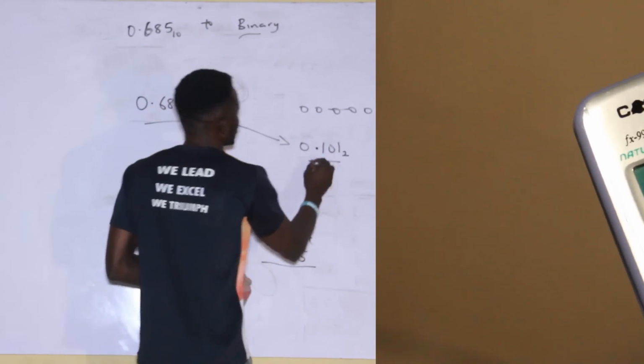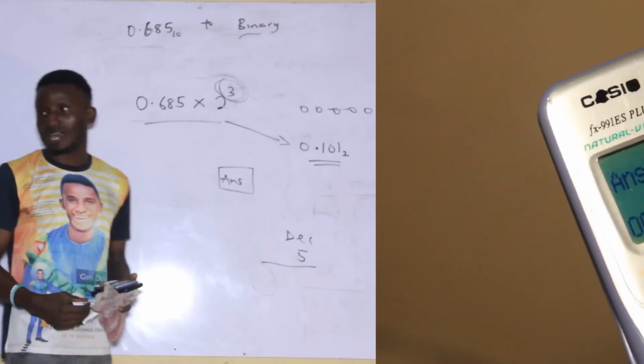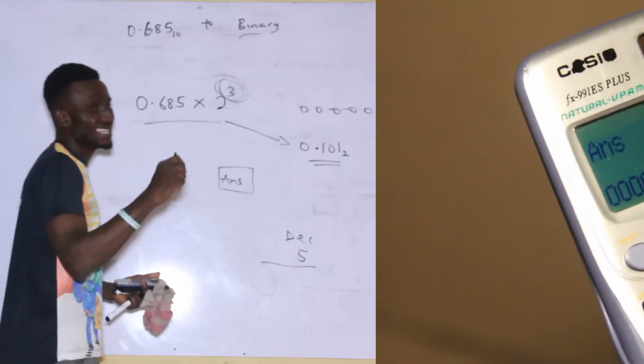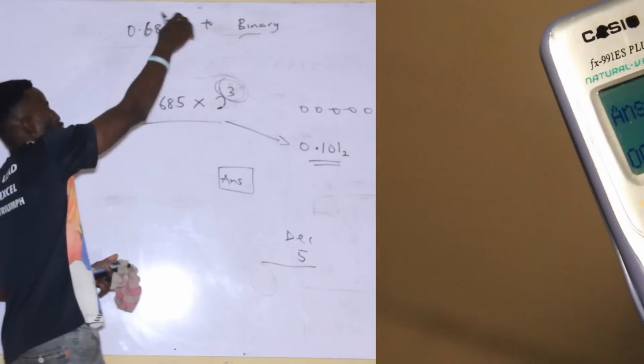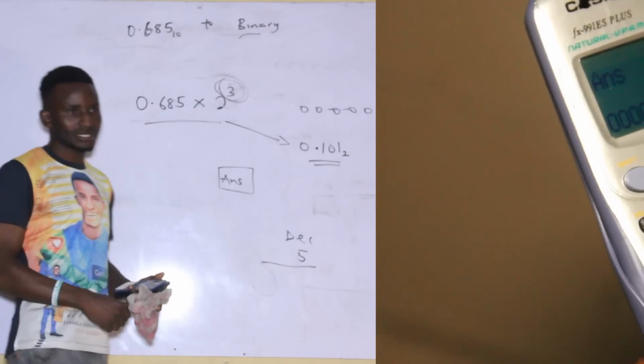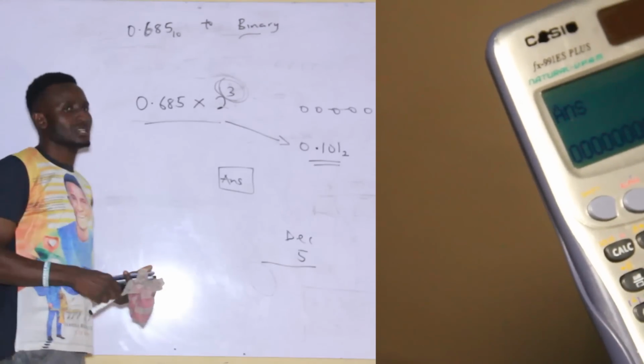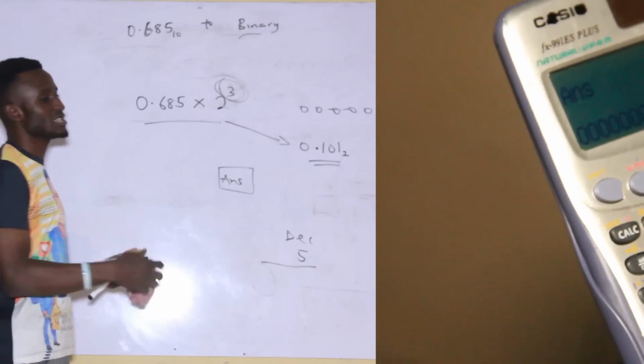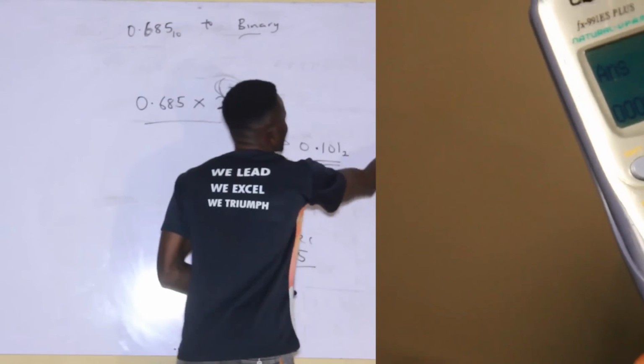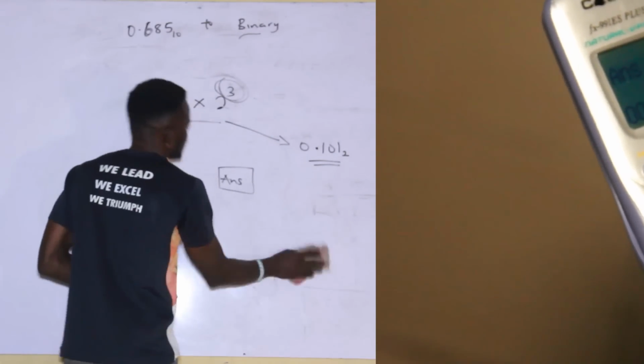That is why the conversion of this is 0.101 to the base of what? To the base of 2. And this is how to convert a decimal to what? To binary. Now, let us do it from binary. You know, there are some binary numbers that contain decimal points. Now, let us do that.